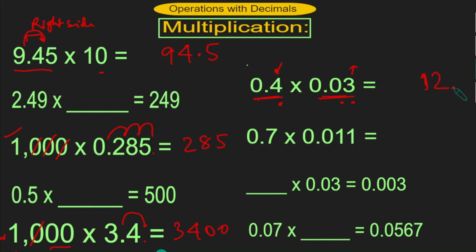It is hidden. Three decimal places we have to manage. So we'll see how we can manage one decimal place, two decimal places, three decimal places. Until we put a decimal over here, we cannot make it three decimal places, which should be the answer. So it will be written as 0.012.